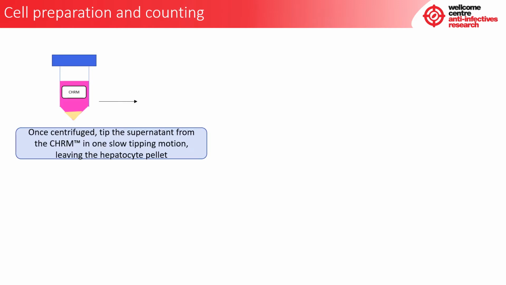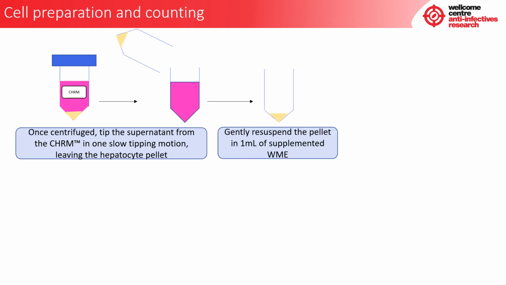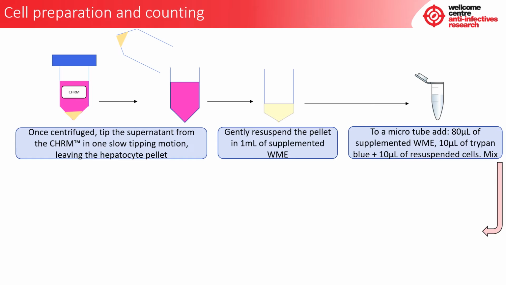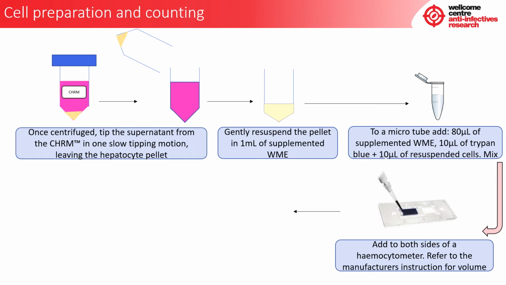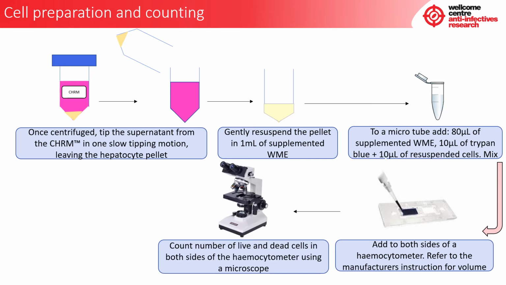Cell preparation and counting. Once centrifuged, tip the supernatant from the CHARM in one slow tipping motion, leaving the hepatocyte pellet. Gently resuspend the pellet in 1 ml of supplemented WME. To a microtube, add 80 microliters of supplemented WME, 10 microliters of trypan blue, and 10 microliters of resuspended cells, and mix. Add to both sides of a hemocytometer. Refer to the manufacturer's instructions for volume. Count the number of live and dead cells in both sides of the hemocytometer using a microscope.